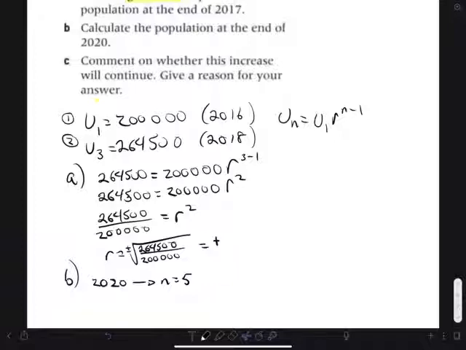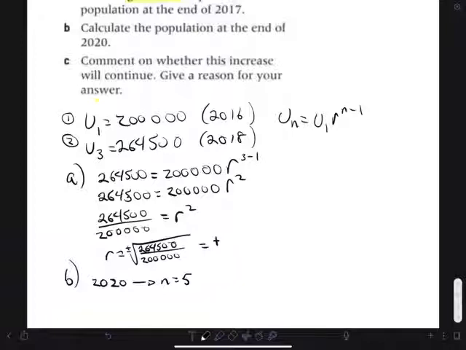And C, comment on whether this increase will continue, give a reason for your answer. I'll leave that to you, but I think the obvious answer is not forever. There will be physical limitations to how much population a city can support. Now, you may argue and say, no, we can keep building, coming up with new technology, etc. Eventually, it simply will not be possible.